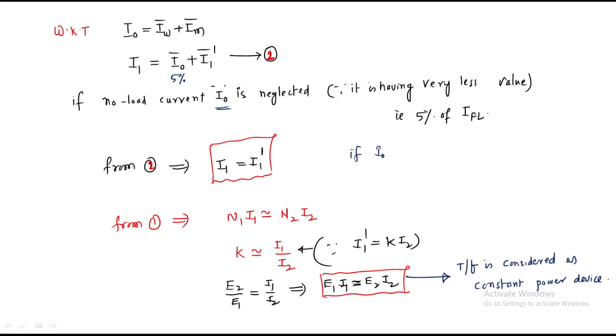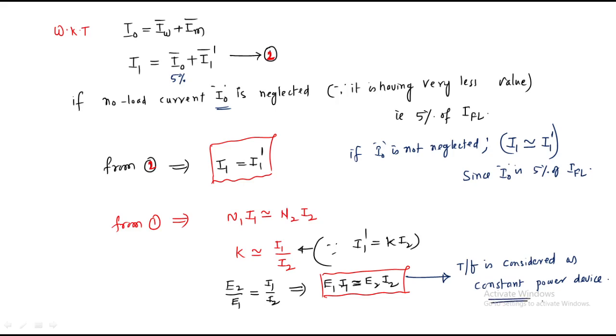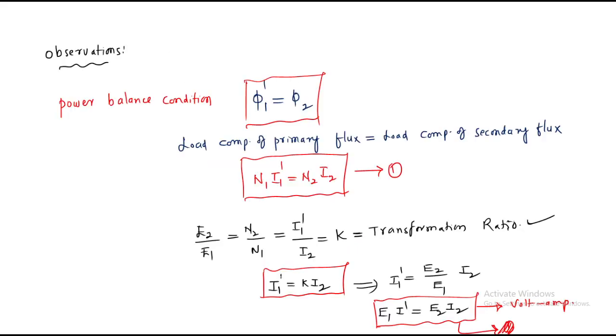If I0 is not neglected, what will happen? I1 approximately equals I1 dash. What is the reason? Since I0 is 5% of IFL, there is not much change in these two currents. That's why the transformer is approximately referred to as a constant power device. Okay, just remember this relation, I1 dash should be equal to K into I2.